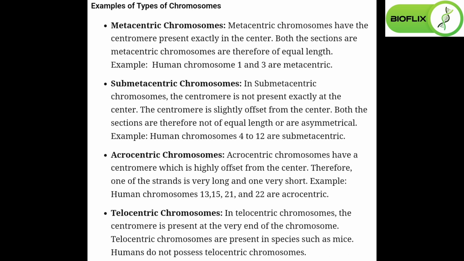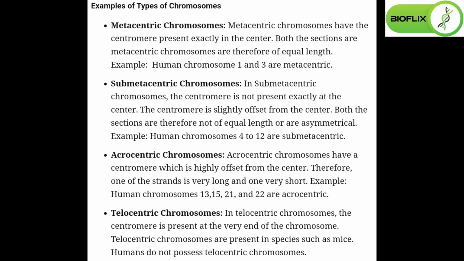Submetacentric chromosomes. In submetacentric chromosomes, the centromere is not present exactly at the center. The centromere is slightly offset from the center. Both the sections are therefore not of equal length or are asymmetrical. Example: human chromosomes 4 to 12 are submetacentric.